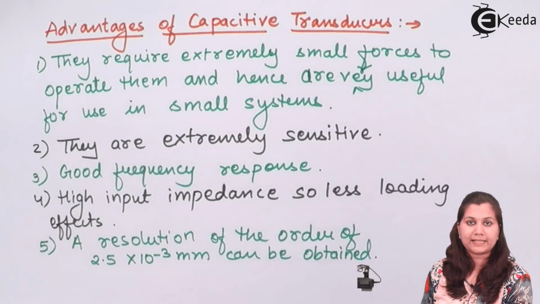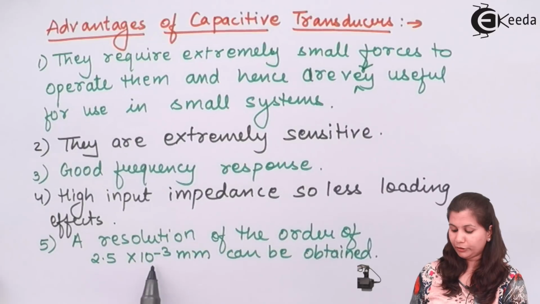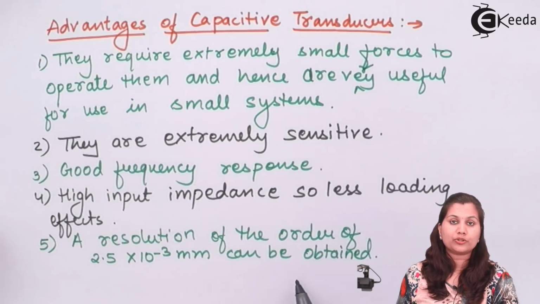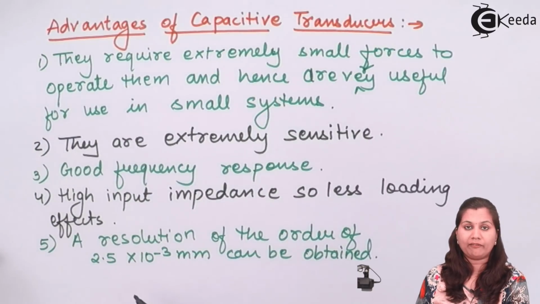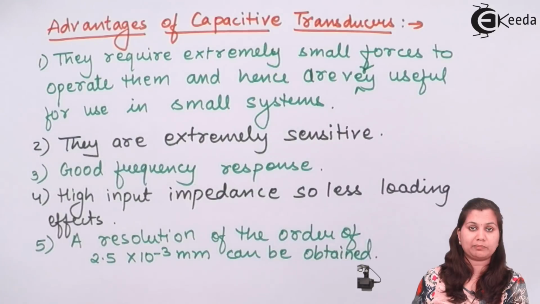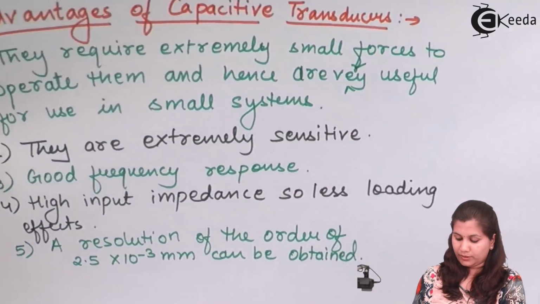With the help of capacitive transducers, a resolution of the order of 2.5 into 10 raised to the power minus 3 mm can be obtained. So capacitive transducers have very good resolution. Very minute changes in the displacement can be easily measured with the help of these transducers.